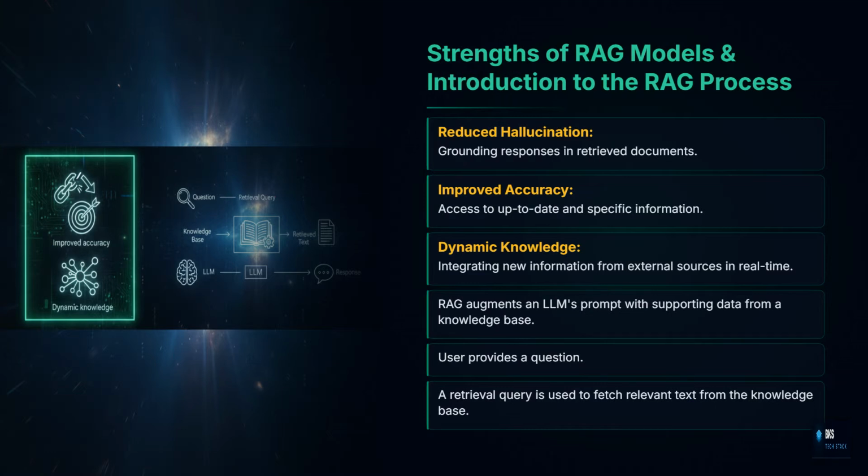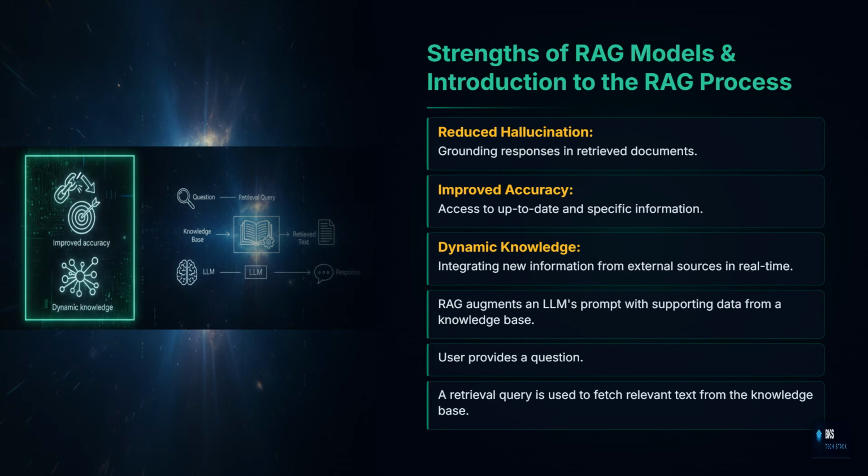The strengths of RAG are quite significant. Firstly, by retrieving relevant information, we can ground the model's responses, drastically reducing hallucinations. Secondly, accuracy is boosted because the model can access current and specific data. And thirdly, the knowledge can be dynamic, allowing the system to incorporate new information as it becomes available.